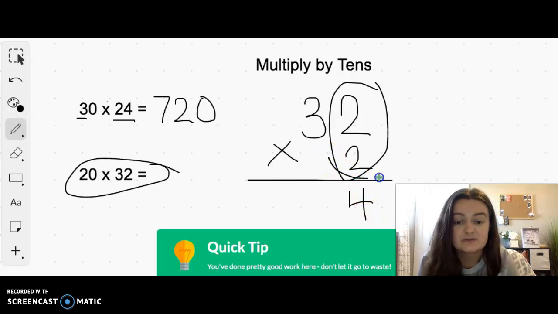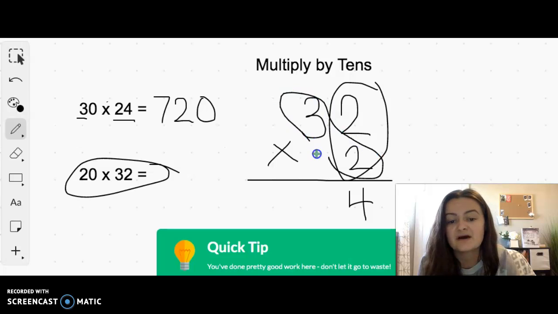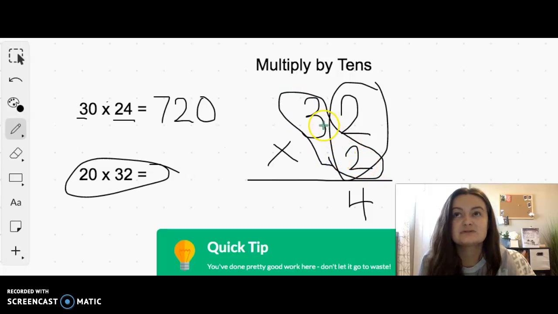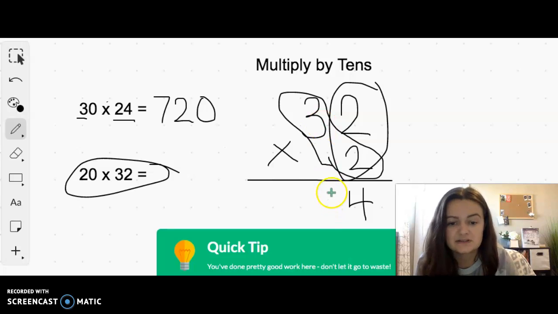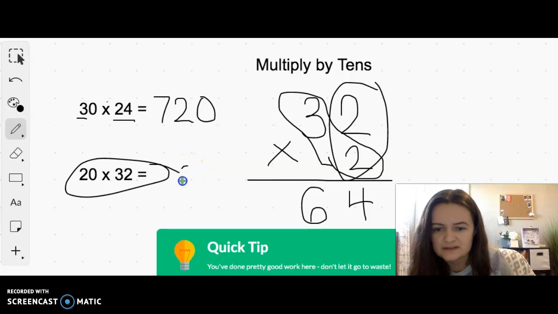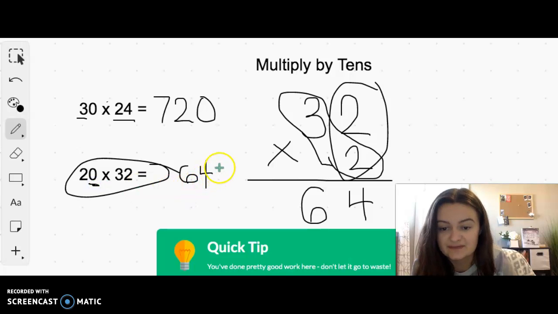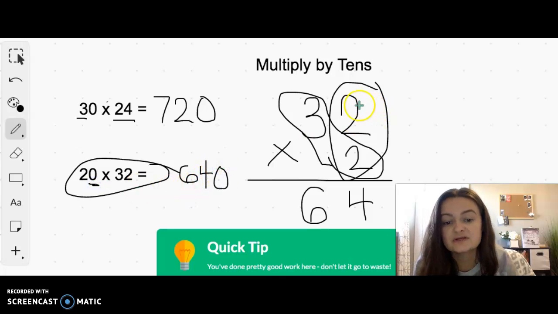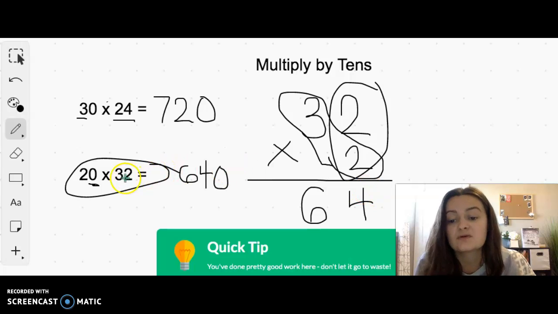I'm going to take my 2 and multiply it by these 3 tens. So 2 times 3, I know is 6. So I'm going to plug in the 6 in the tens place. That means that 32 times 2 is 64. So I'm going to plug in 64 right here. I remember that I need to add a 0 in at the end. So if 32 times 2 is 64, 32 times 20 is 640.